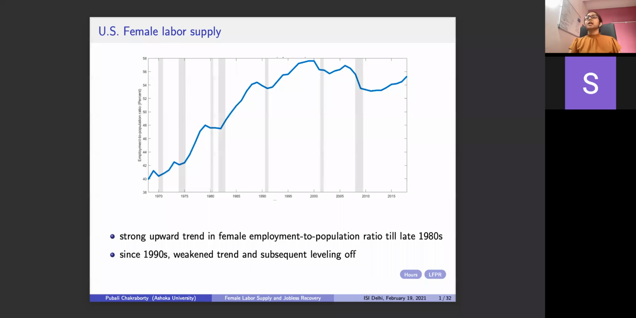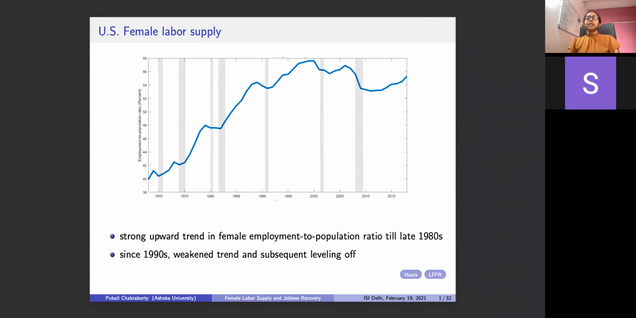time. So this is the employment to population ratio for women, and as you can see, there is a strong upward trend till around the late 1980s, post which the trend weakens and essentially levels off.